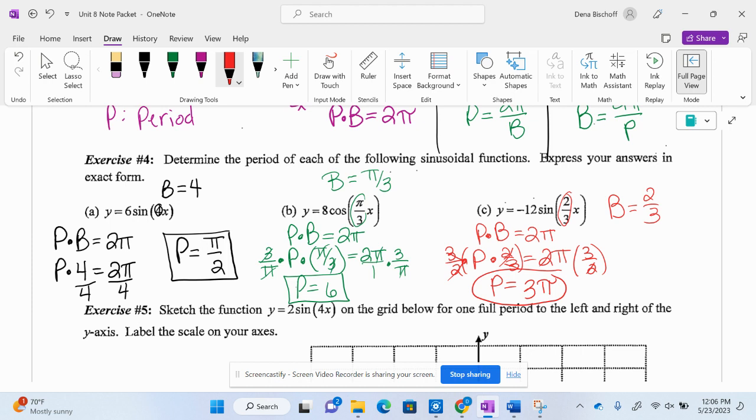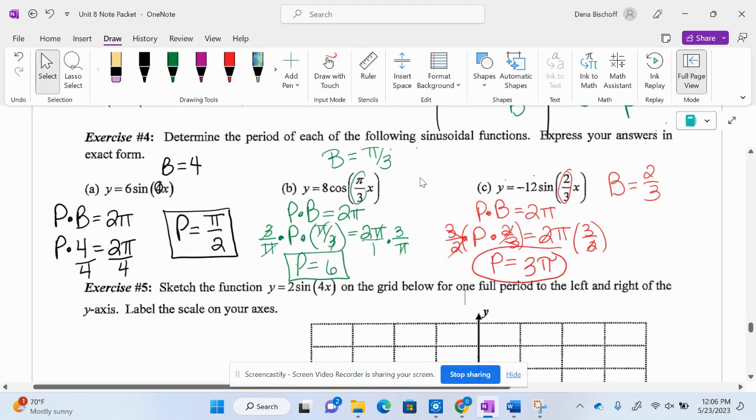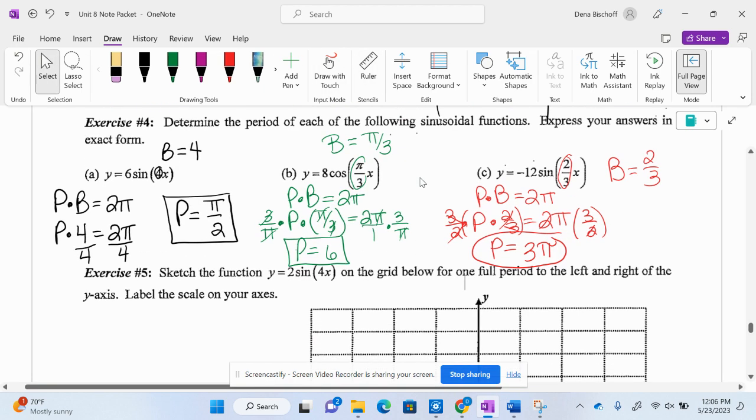If you don't like working with fractions, you can turn those into decimals, you can use your calculator. Just make sure you're real specific when you use your calculator because you're going to get repeating decimals if you turn them into decimals. Okay.